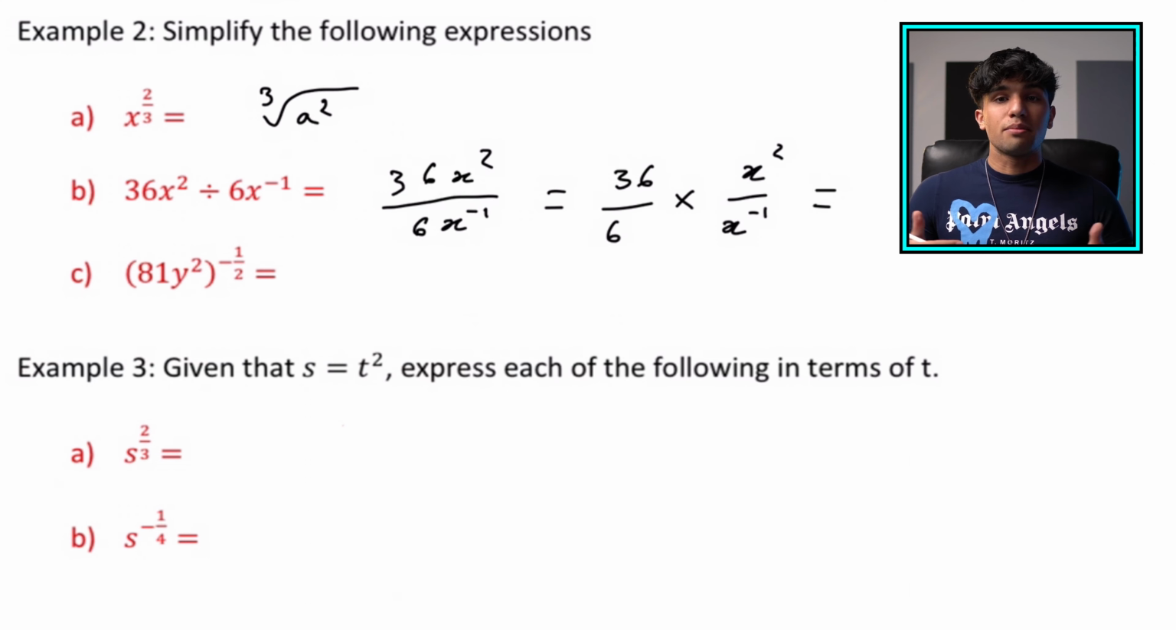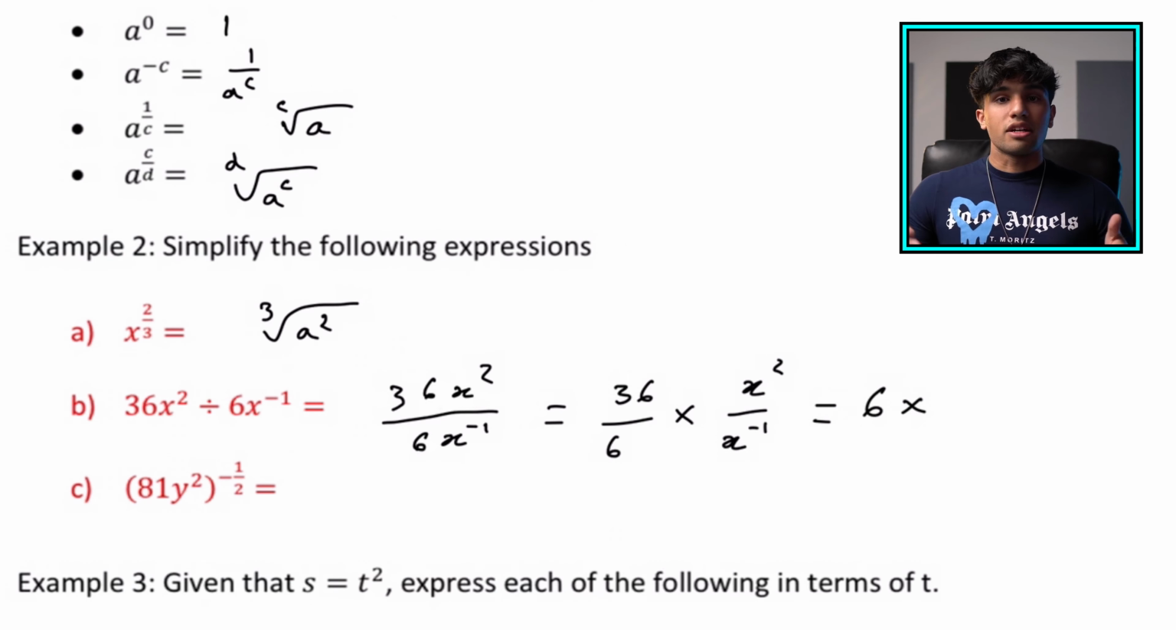Now the question becomes a lot more simple. We'll start with our first term, which is 36 divided by 6, and that gives us 6. And for our second term, we have x to the power of 2 divided by x to the power of minus 1. In this case, we have to subtract our powers since we're dividing, and we get x to the power of 2 minus 1, which is equal to 3. Lastly, we get rid of our multiply sign and we get 6x to the power of 3.